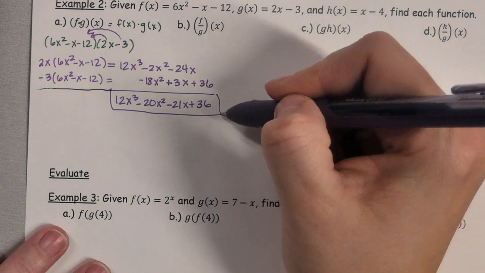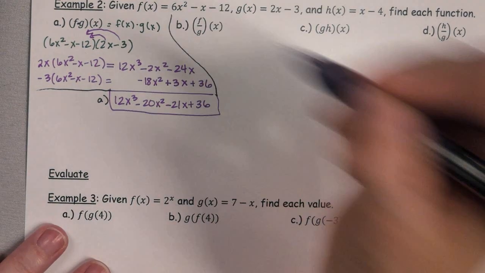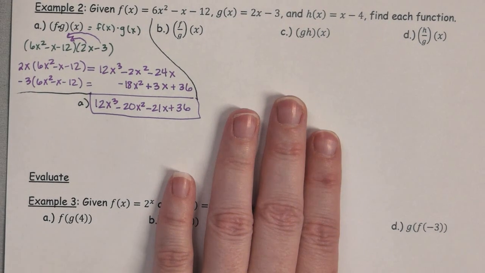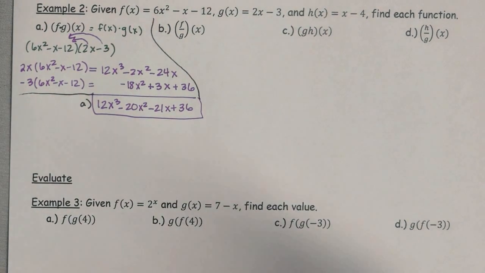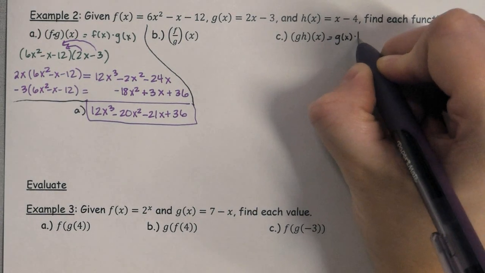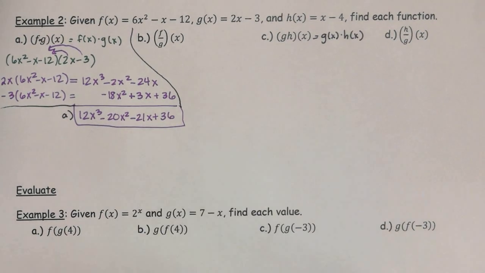Okay, so we're going to block that part off. We're going to come back to B. I'm going to have you guys do C. Okay, so it's just g of x times h of x. Okay, so just keep that there.